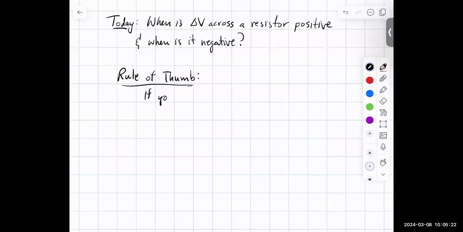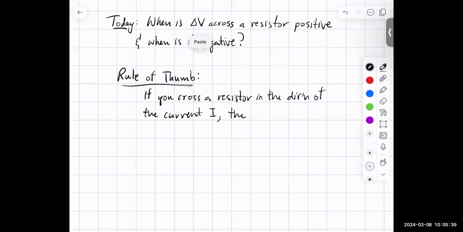If you cross a resistor in the direction of the current I, the voltage change is negative. Okay, so if you go in the direction of the current, the voltage change will be negative.